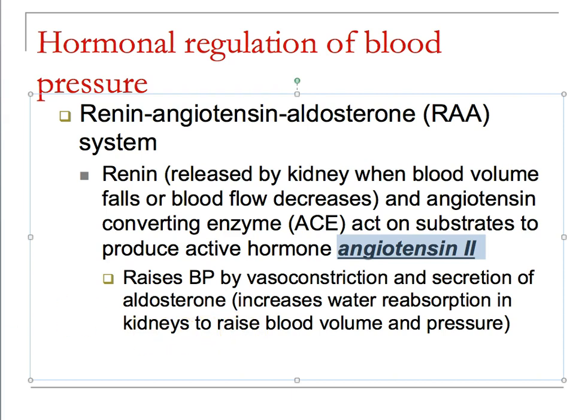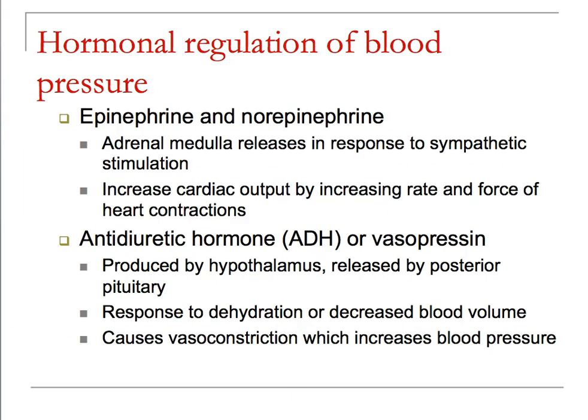Aldosterone will save salt inside the body, which saves water inside the body, which raises blood volume, and therefore pressure. Epinephrine and norepinephrine actually cause an increase in cardiac output, but they also act on total systemic resistance. Antidiuretic hormone, or vasopressin, is also going to increase blood volume because it's going to stop you from releasing water.